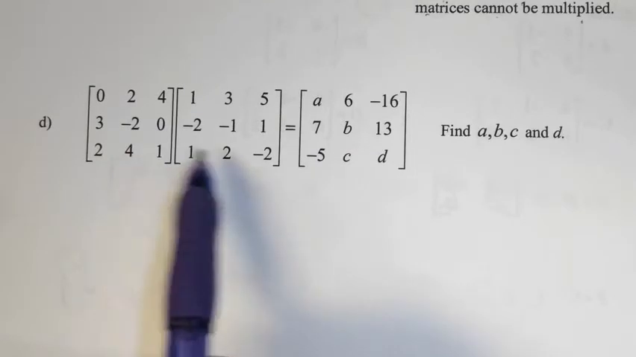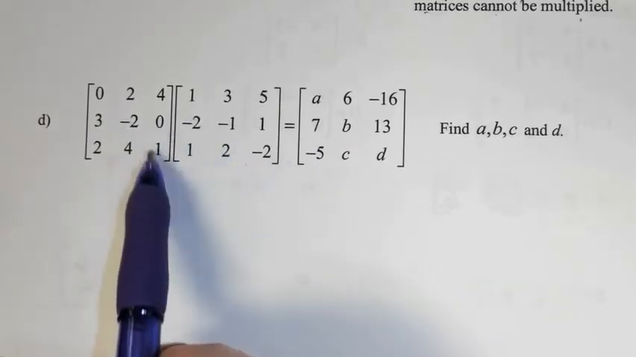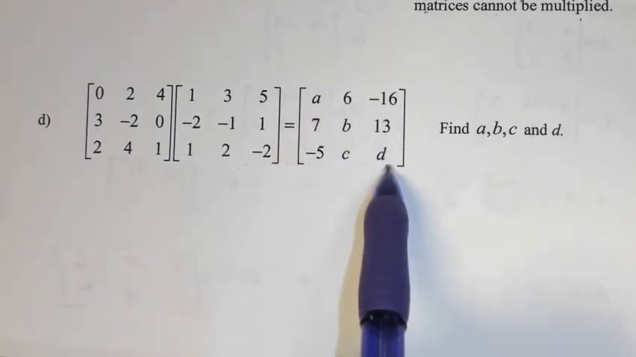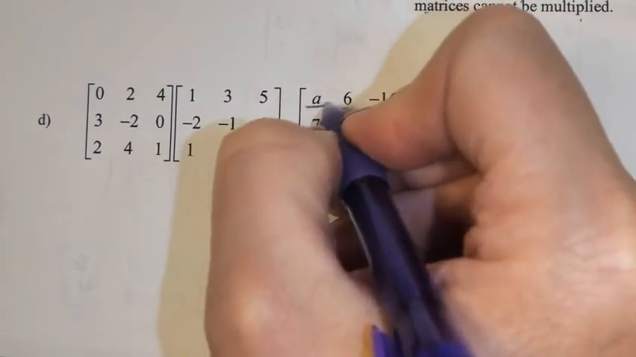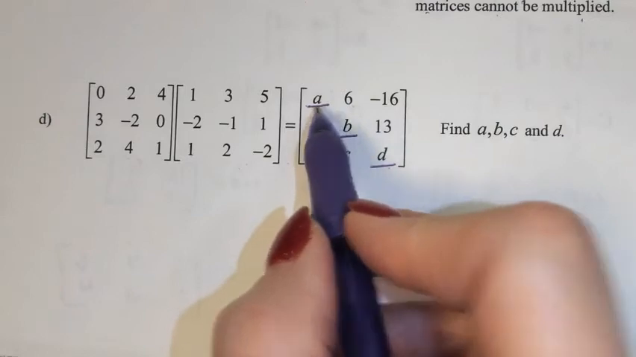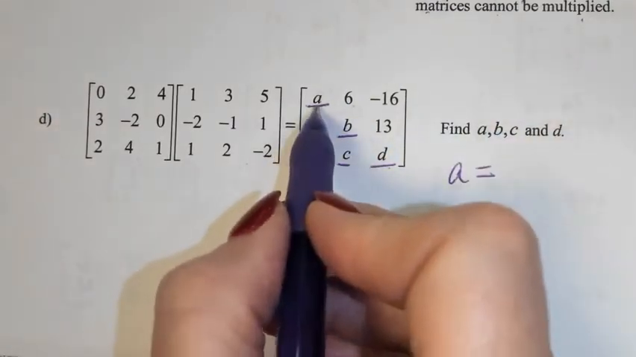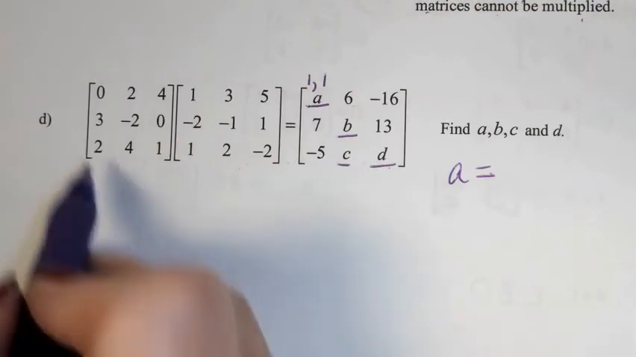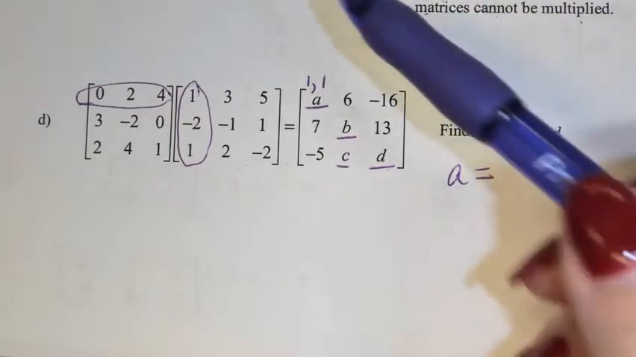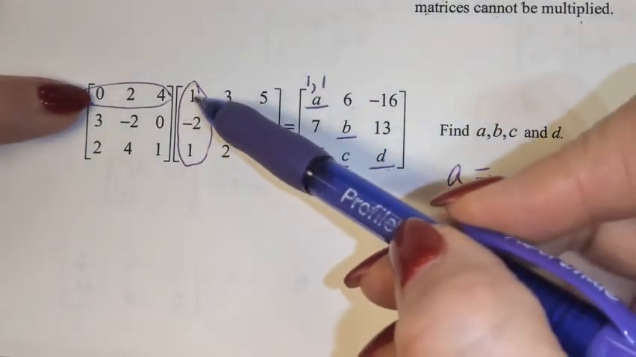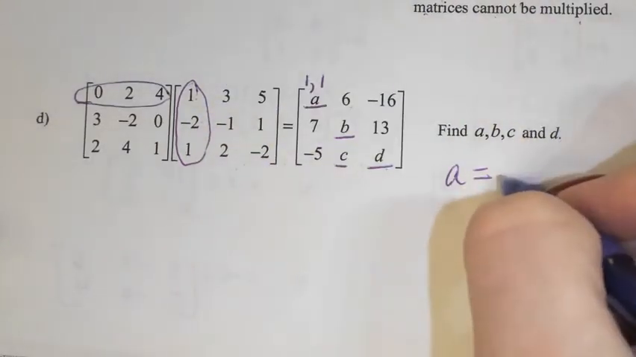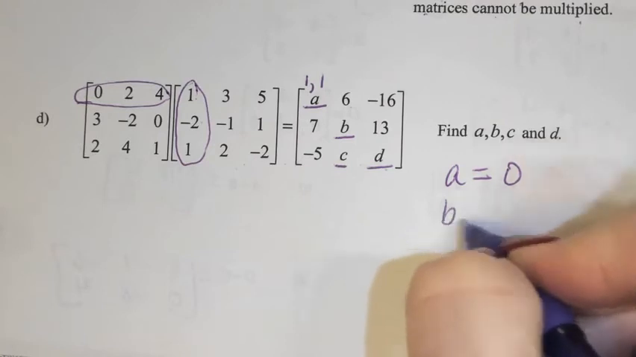All right, so now we're just going to try to find certain values here on this problem. We're just going to try to find A, B, C, and D. So when we're just trying to find this letter A, that's in the first row, first column. So I have to use the first row for my first matrix and the first column for my second matrix. So to find A, it's going to be 0 plus -4 plus 4. And so A then is going to have to be 0.